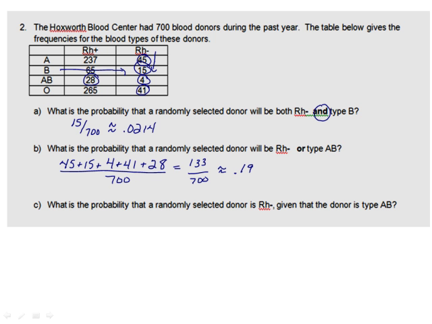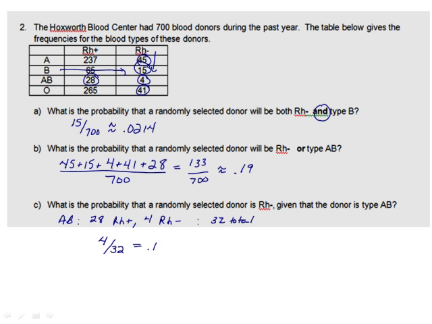And finally, what's the probability that a randomly selected donor is Rh negative given that the donor is type AB? Remember, for conditional probability, if you have a table, you can just look at the row or the column that has the numbers in it for the given part. So we're just going to look at the AB row. We've got 28 that are Rh positive, 4 that are Rh negative, which gives us 32 total.